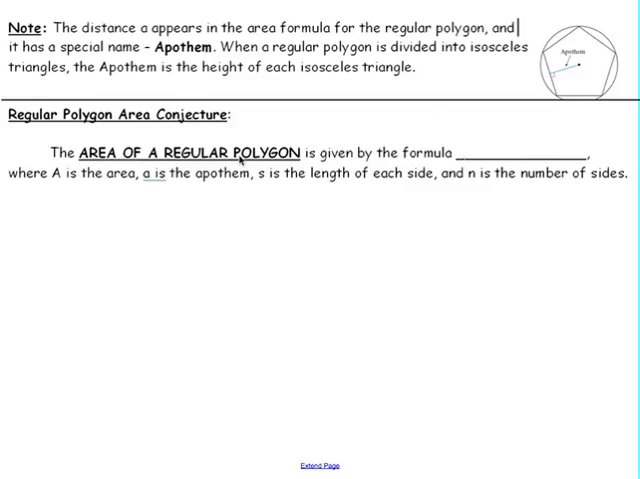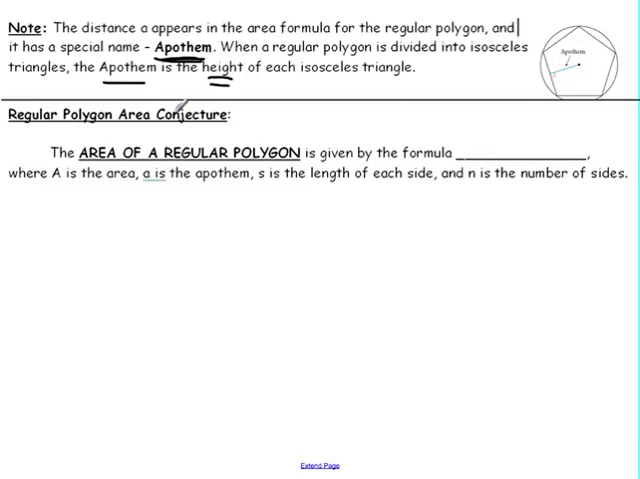Okay, the distance A appears in the area formula for a regular polygon and has a special name. It's called the apothem. Maybe practice saying that, apothem. It's kind of a neat word, one of my favorite words in the English language. When a regular polygon is divided into isosceles triangles, the apothem is the height of each isosceles triangle. And that's what we talked about. This apothem turns out to be the height of these triangles.